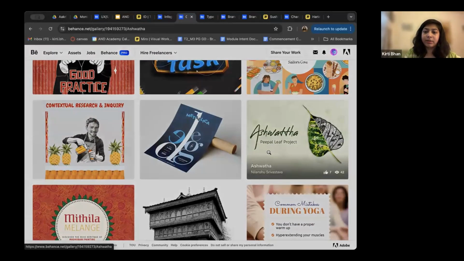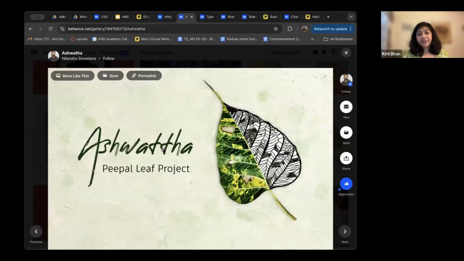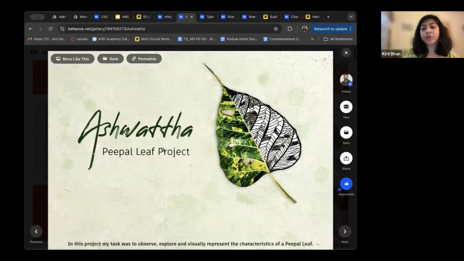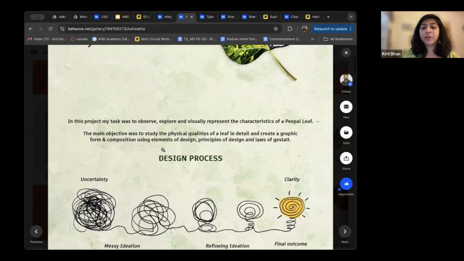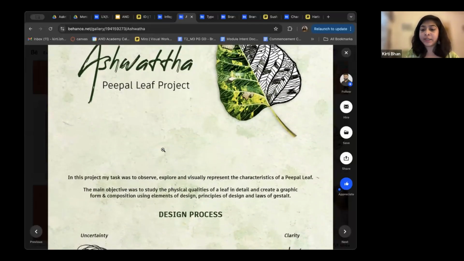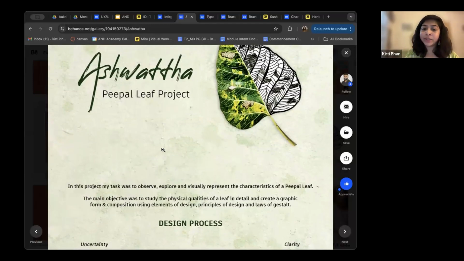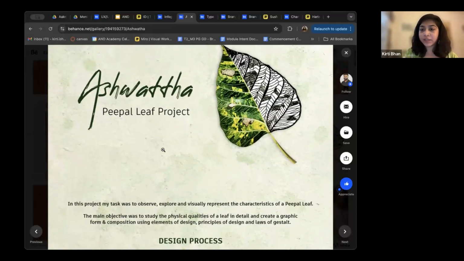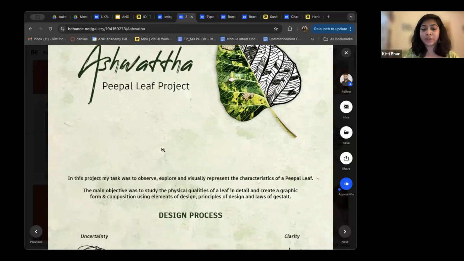This one. So this LEAF project is a part of the first module, the fundamentals that I talked about. Here, you choose a leaf of your own, and you study that leaf, the physical qualities of a leaf in detail, and you create a graphic form and composition using the elements of design and principles of design, the fundamentals of design you've just learned in this module. And after that, you're creating this.